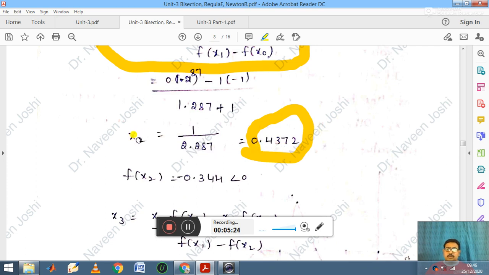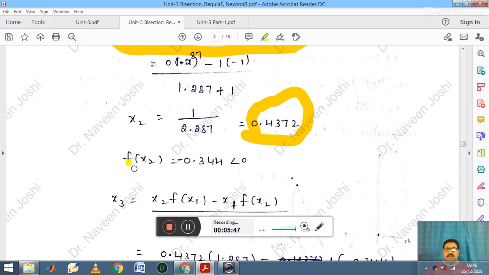Here x2 refers to the first iteration. Don't get confused, because in the previous video on the bisection method, we gave x0 for the first iteration, x1 for the second iteration, like that. But here x2 indicates the first iteration. So the x2 value is 0.4372. We need to improve this value by the iteration procedure. So then find f(x2). Replace x by the x2 value in the given function, and it gives a negative functional value.